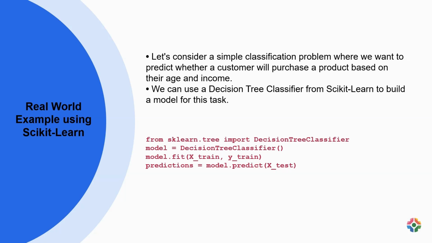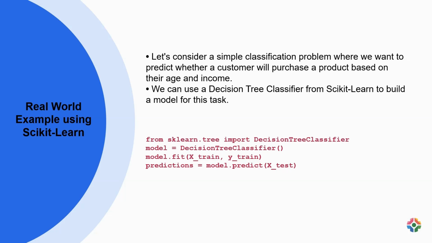Decision trees are suitable for tasks where interpretability is valuable, as they create a tree-like structure of decisions. For instance, in a retail scenario, a decision tree could be employed to predict whether a customer will buy a specific product based on their demographic details.